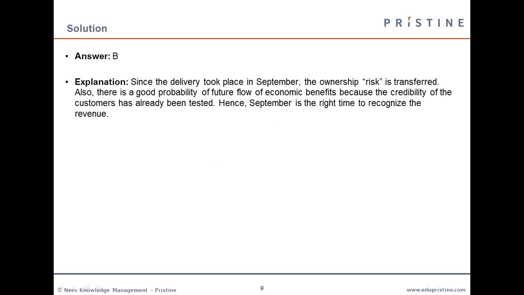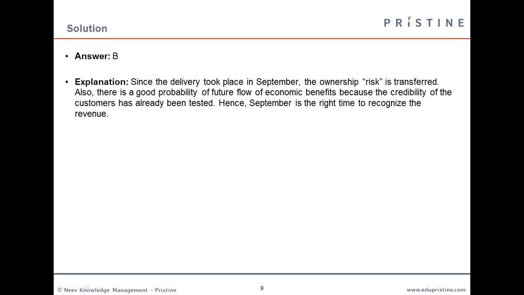Here the explanation for this is, as I said, one of the principles is the ownership risk should be transferred, and only then revenue can be recognized. So here, although the customer ordered in August, the ownership risk is transferred only in September when the goods were delivered. However, the cash was obviously not paid. It was paid in November, but still the revenue is recognized in September.